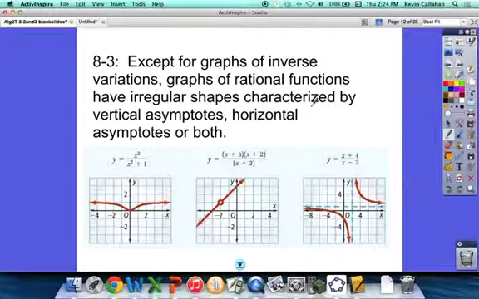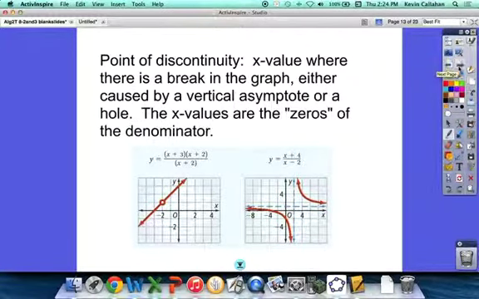They're all characterized by asymptotes. You have vertical asymptotes, you have horizontal asymptotes, some slant asymptotes. In fact, this one right here, that's inverse variation, doesn't it? An asymptote here, it's got an asymptote here. So anyway, the point of this is the rational functions have irregular shapes, all characterized by asymptotes.